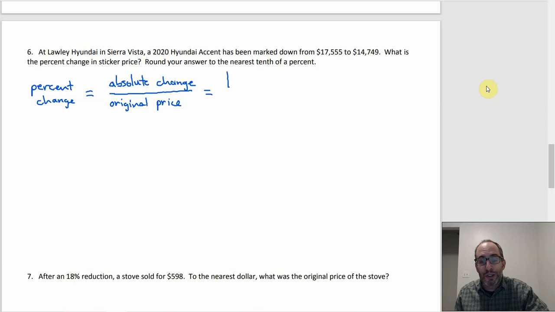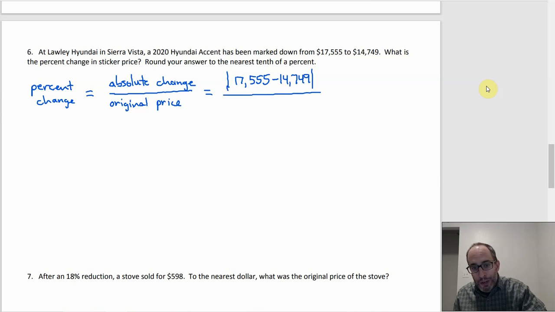So the numerator should actually be an absolute value. So it would be the absolute value of 17,555 minus 14,749. And then divided by the original price, which is the 17,555, right? Because we start there and then it gets marked down. So that means the 17,555 is the original price because that's the starting point for the reduction.